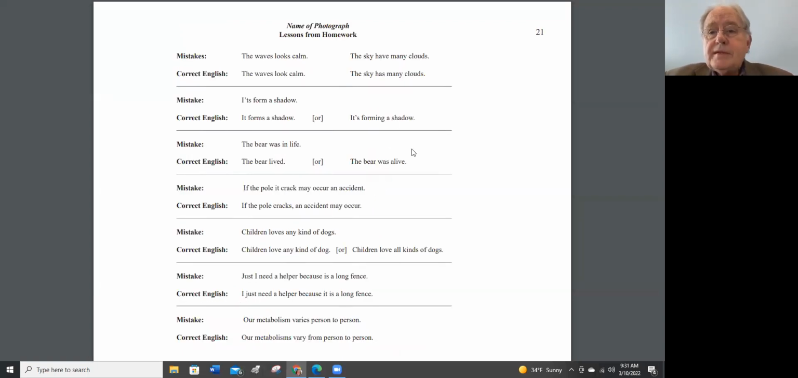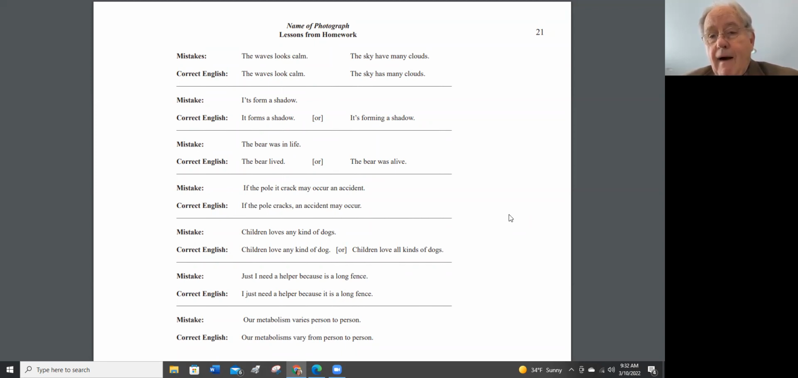Next visual, please. Lessons from homework. And I think this is really important, to identify a mistake and then talk about it, and then identify correct English. Take a look at the 4th one. "If the pole it cracked may occur an accident." Very clear that if somebody says that, you know what he or she is saying, but that's not correct English. The correct way to say it: if the pole cracks, an accident may occur. And it's very simple to teach that lesson when one identifies the mistake and then the correct English.